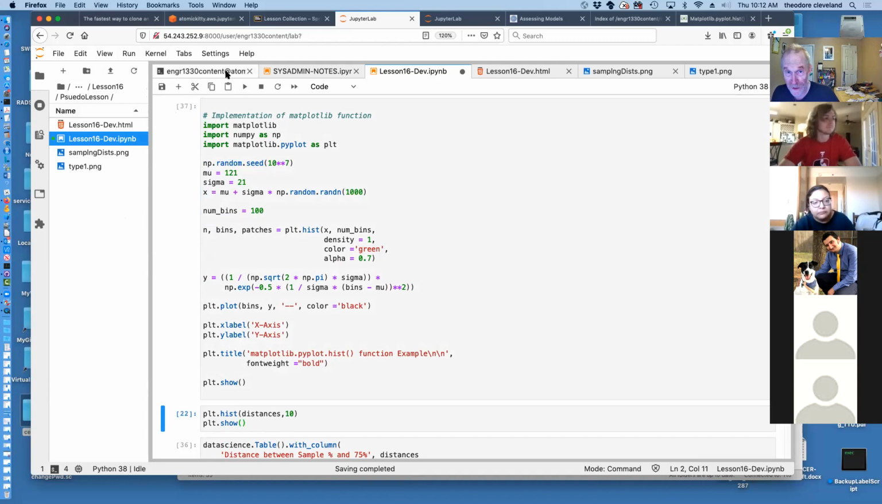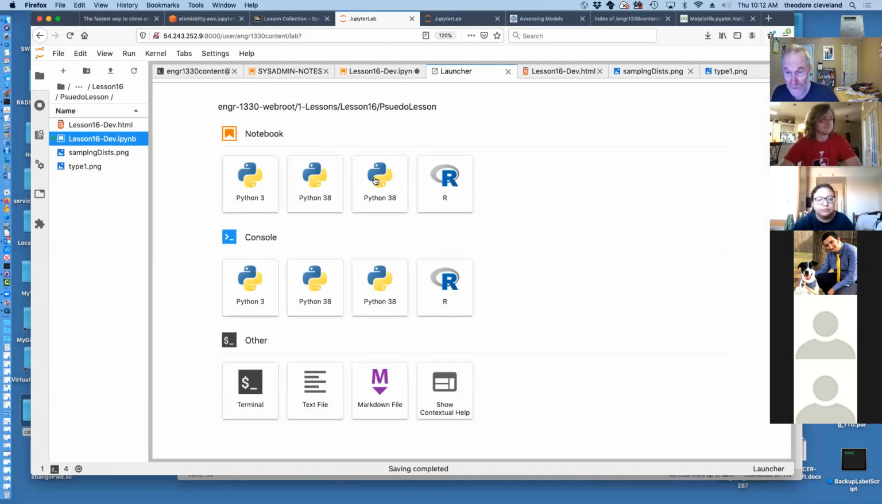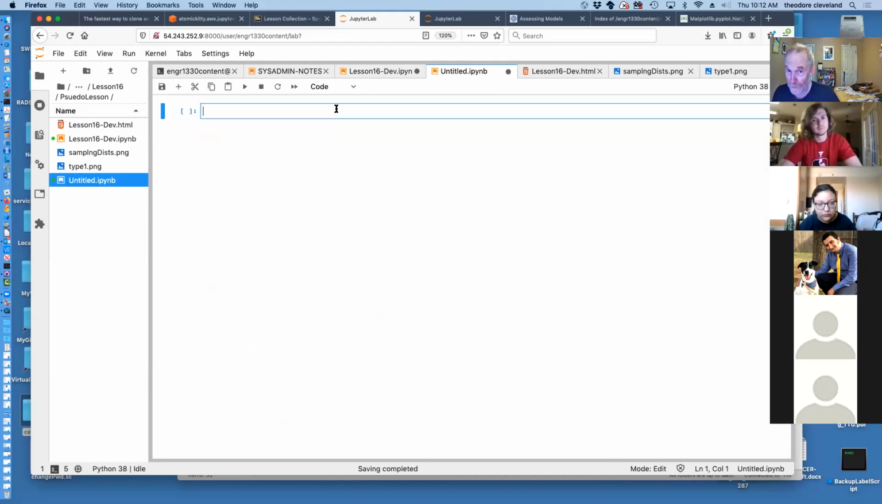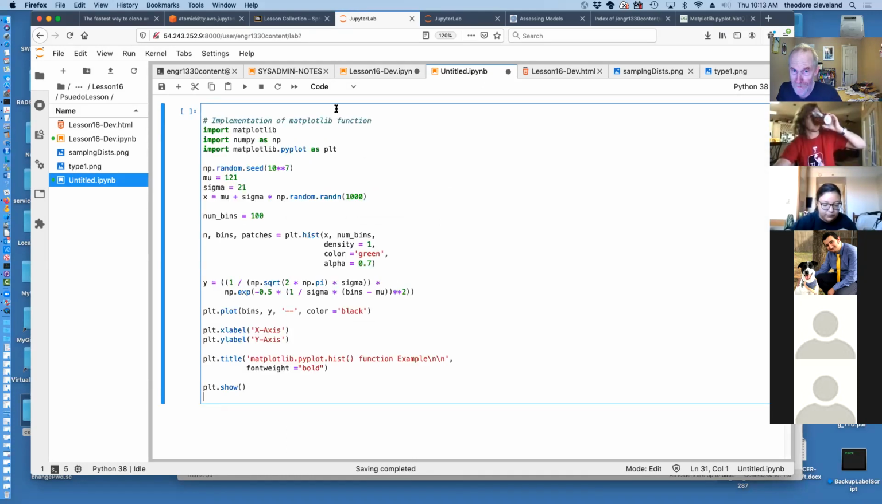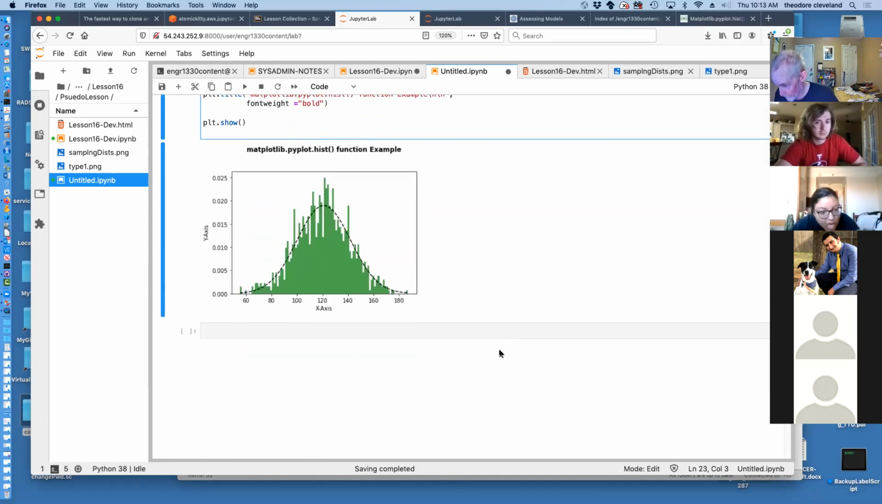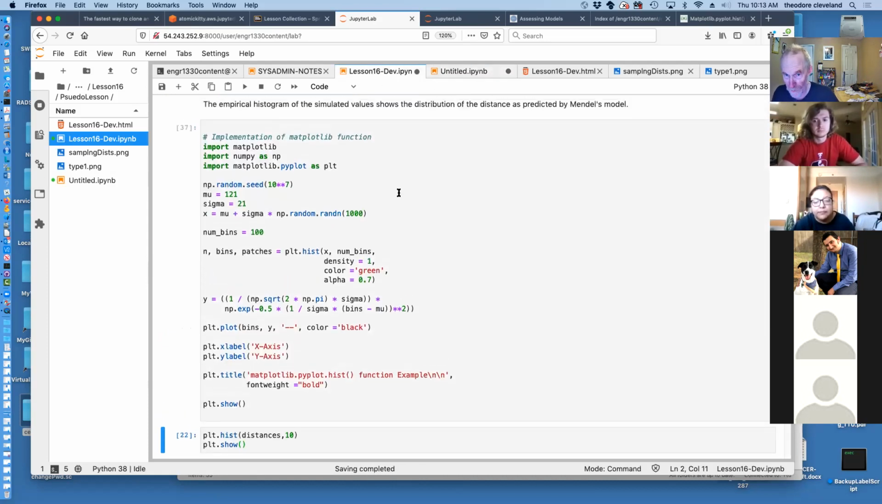Yeah, it's very frustrating. So I'm going to create a new launcher, make an empty Python 3.8 notebook, and find out if it's something to do with that particular notebook or if it has to do with my computer subsystem. So I've just copied the same thing in. If the subsystem has failed, I've got a lot of worries. Sure enough, that showed the plot. Okay, so my computer can make plots. It's something to do with my Lesson 16 notebook.